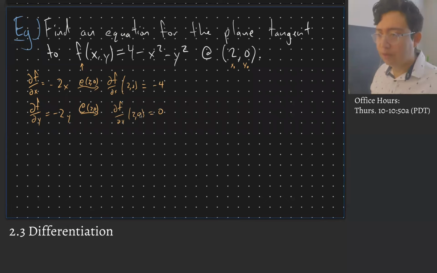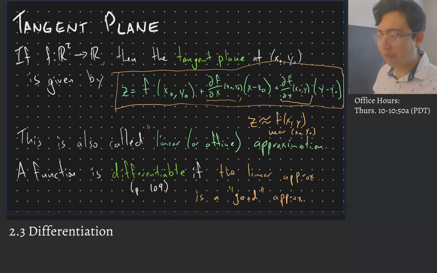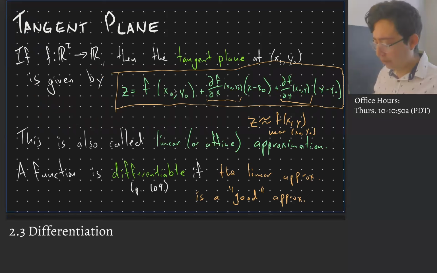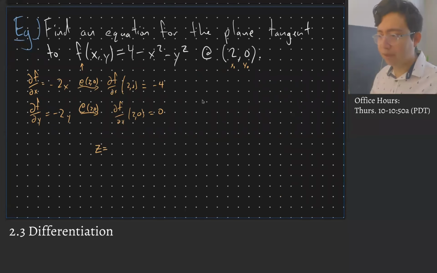Cool. So now we have this information, and we can plug that back into the formula. We get z is equal to... actually, we need one more piece of information. We need f of x sub 0, y sub 0. So we're going to compute that over here, f of (2, 0), which is equal to 4 minus 2 squared minus 0 squared. I think I mentioned this out loud earlier, but it's good to see it in writing.